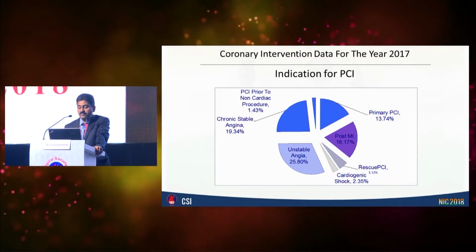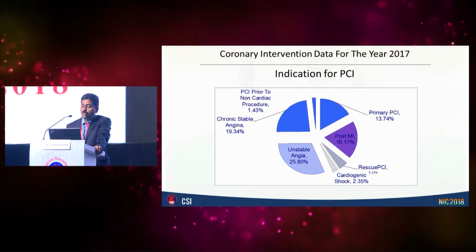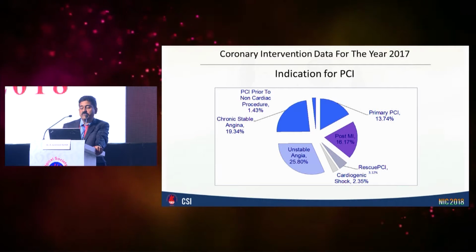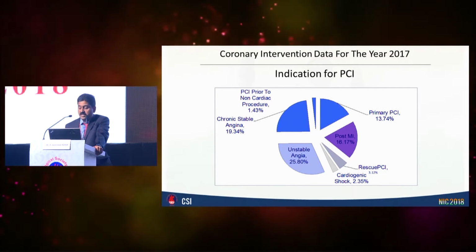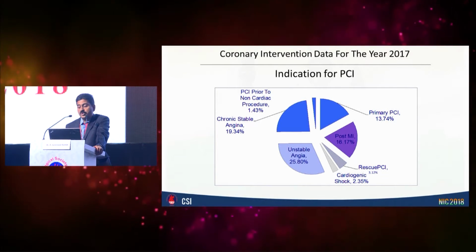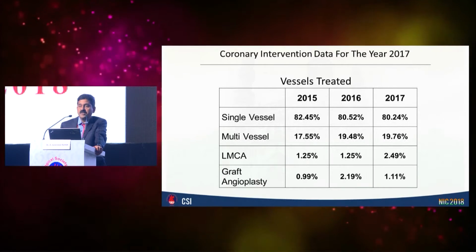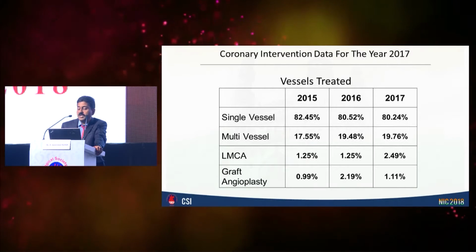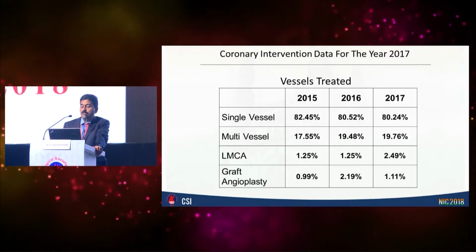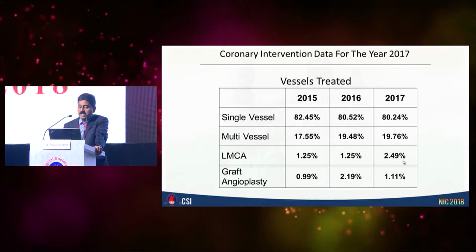Coming to various indications of PCI, primary PCI contributes about 13.74%, post-MI is about 16%, unstable angina is about 25%, and stable angina is about 20%. It's roughly the same pattern, and it is also heartening to note that cardiogenic shock patients are being treated, and rescue PCI also contributed some significant amounts. Coming to the vessels treated, single vessel, as we know, predominantly dominates, but multi-vessel disease also contributes about 20%. Left main, after the EXCEL and NOBLE data, we are more confidently offering this therapy to these patients. Probably it has doubled compared to last year's numbers.